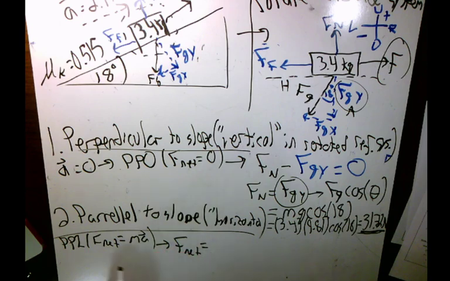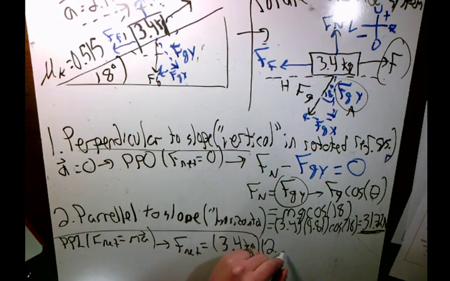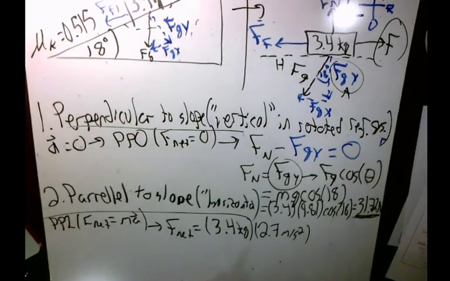is equal to the mass, 3.4 kilograms, times our acceleration in this horizontal direction, right? Parallel to the surface, we're going 2.7 meters per second squared. That's given right in our question in the diagram. Really important to read those diagrams carefully.